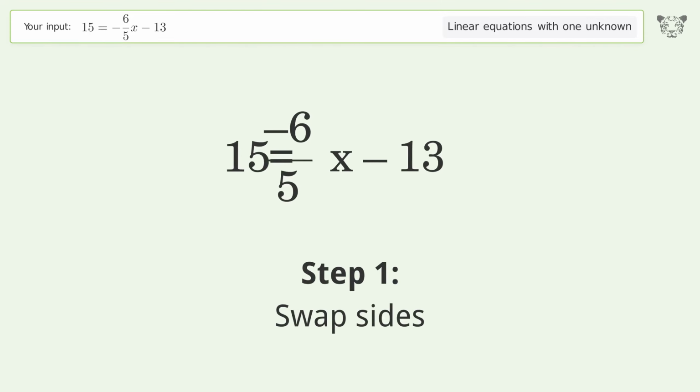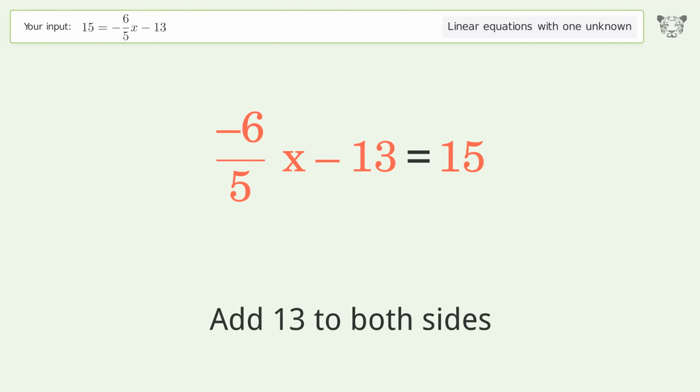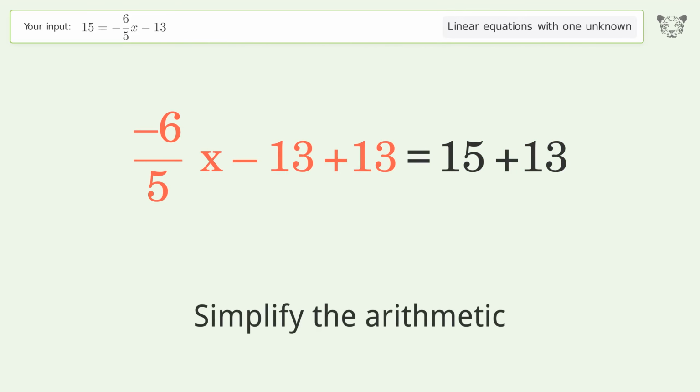Swap sides. Group all constants on the right side of the equation. Add 13 to both sides. Simplify the arithmetic.